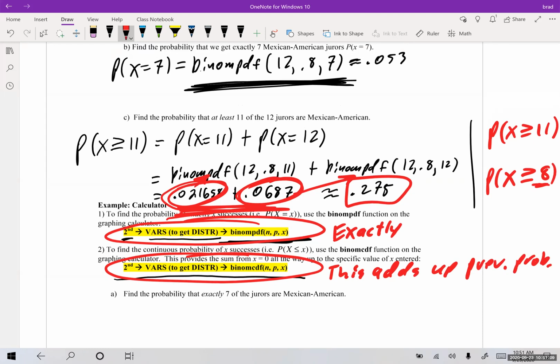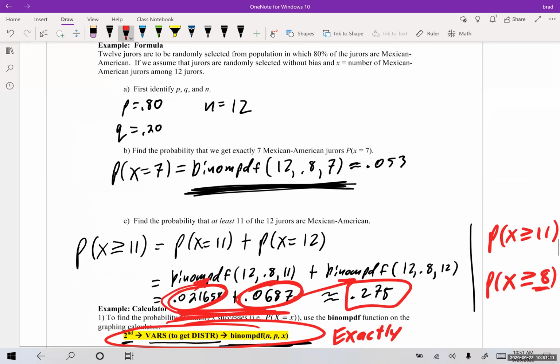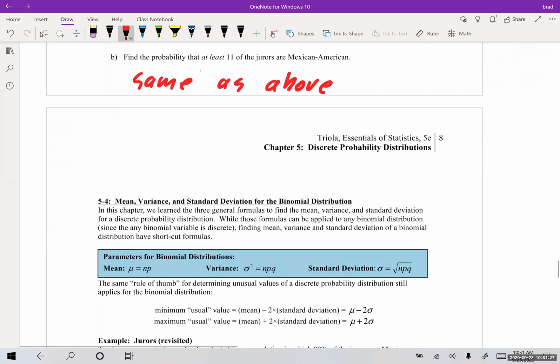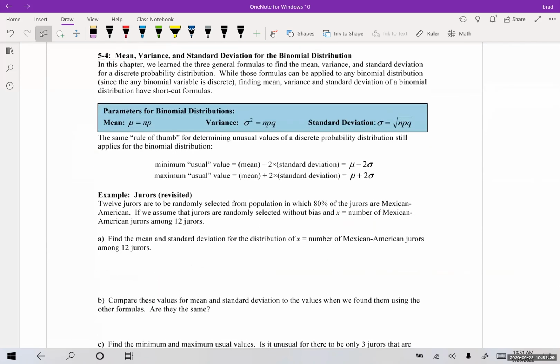Okay, so then it says find the probability of 7. I think we already did that up here. Yeah, so this is the same as above. I use the calculator for both of these, so don't stress about that. And then same as above. So this is just happening twice. Okay, so I would prefer to use a calculator for all of these. Again, that formula is a little difficult to deal with.